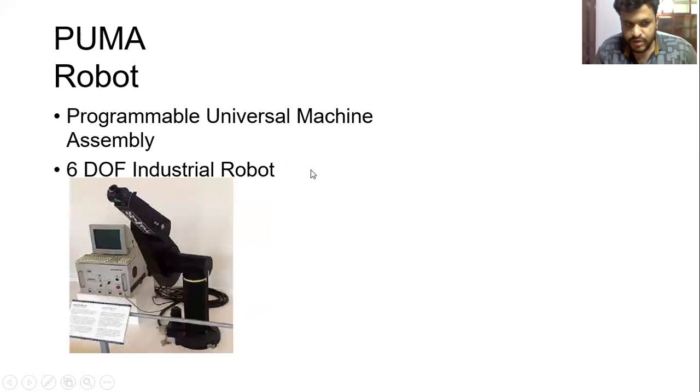Then coming to the PUMA robot. As I told, PUMA stands for Programmable Universal Machine for Assembly. This is a 6 degree of freedom industrial robot.